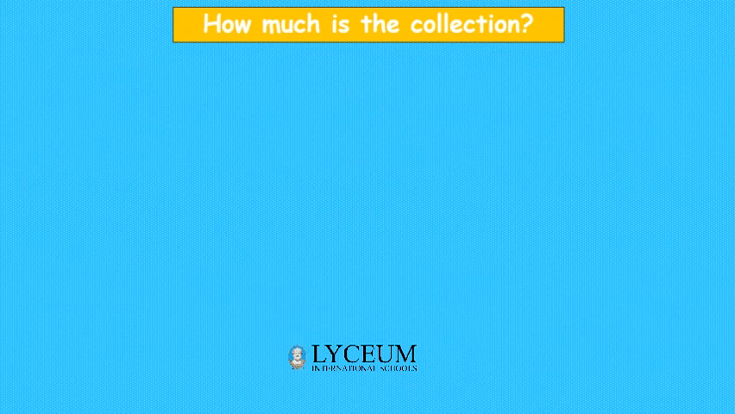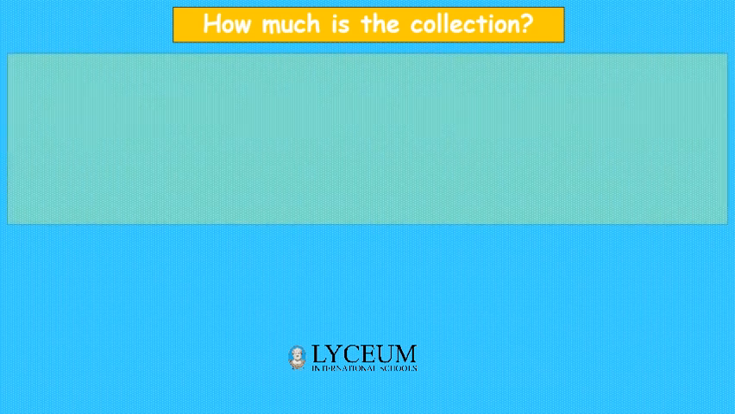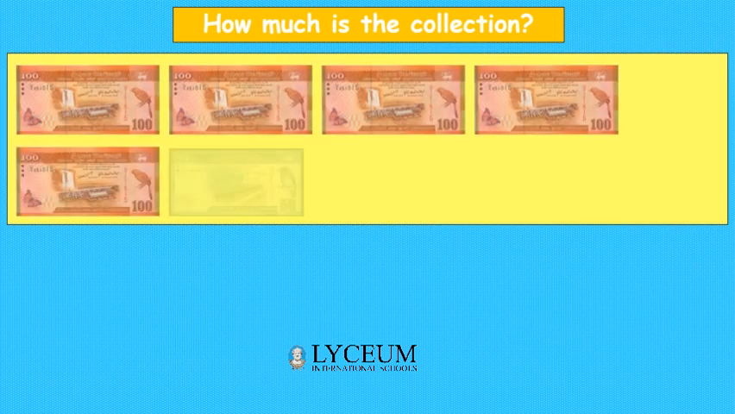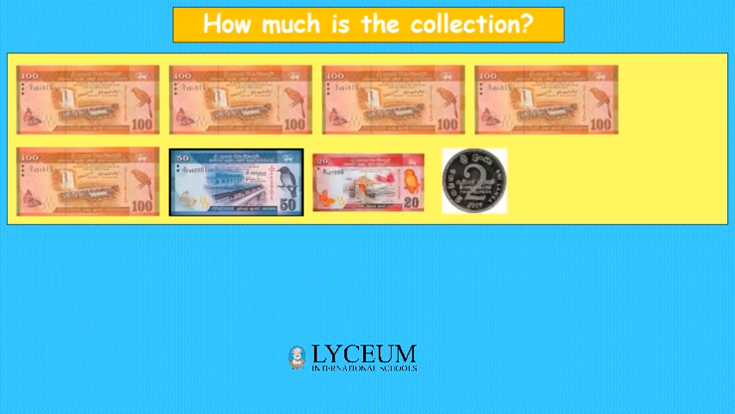Now, children, we have come to the last bit of our lesson, right? Let's see the last two examples. Right, now you must be thinking there are too many notes here. No, don't worry, right? First, let's add the 100 rupee notes, right? So we have 1, 2, 3, 4, 5 100 rupee notes. That means how many hundreds? 5. So its total is 500, right?